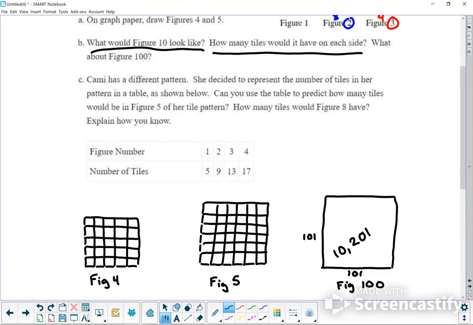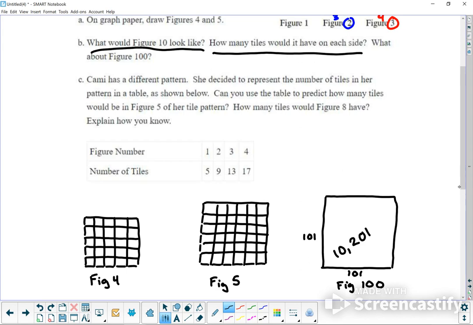Cami has a different pattern. She decided to represent the number of tiles in her pattern in a table as shown below. Can you use the table to predict how many tiles will be in figure 5 of her tile pattern and how many tiles would figure 8 have? Explain how you know. Right?